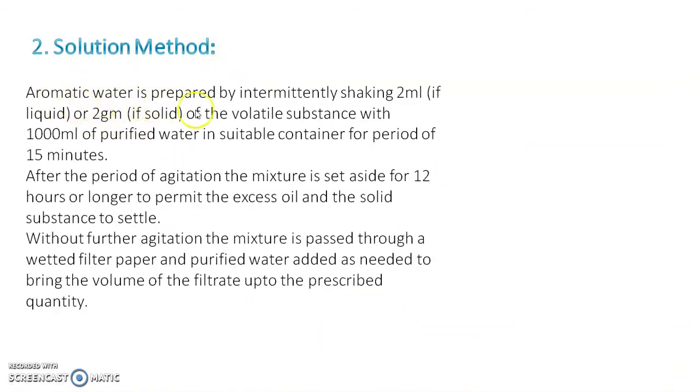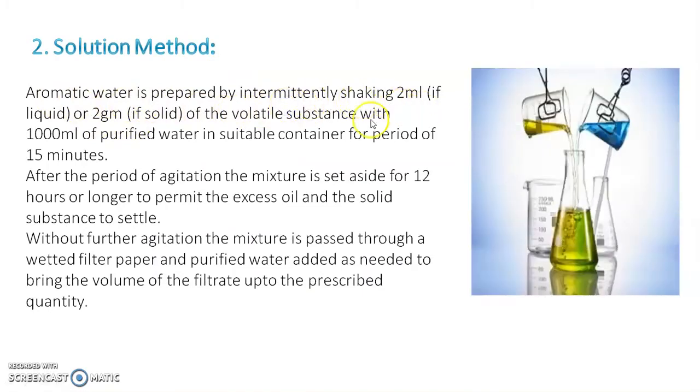Then next method is the solution method. Aromatic water is prepared by intermittently shaking 2 ml if liquid or 2 gram if solid of the volatile substance with 1000 ml of purified water in a suitable container for a period of 15 minutes. This is the solution method. In this simple method, two substances are added and simple shaking is done.